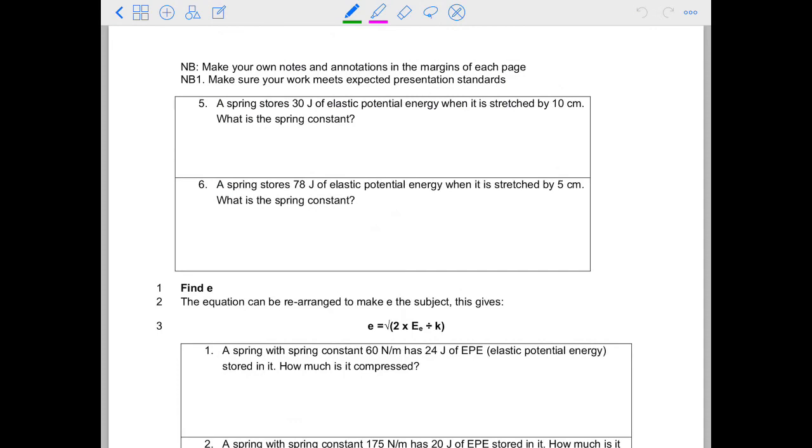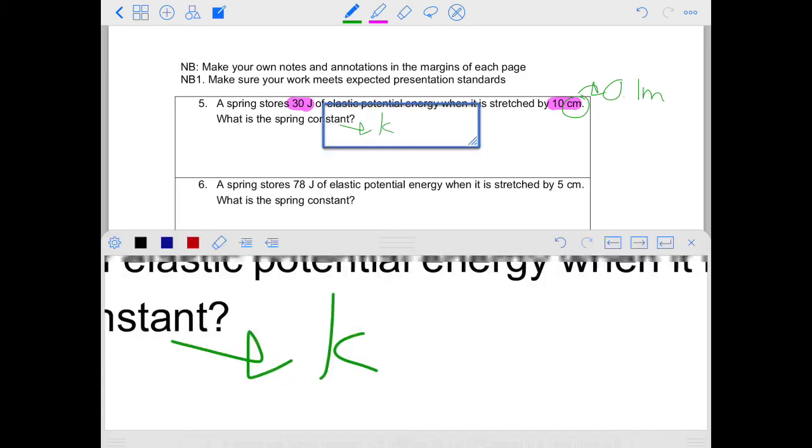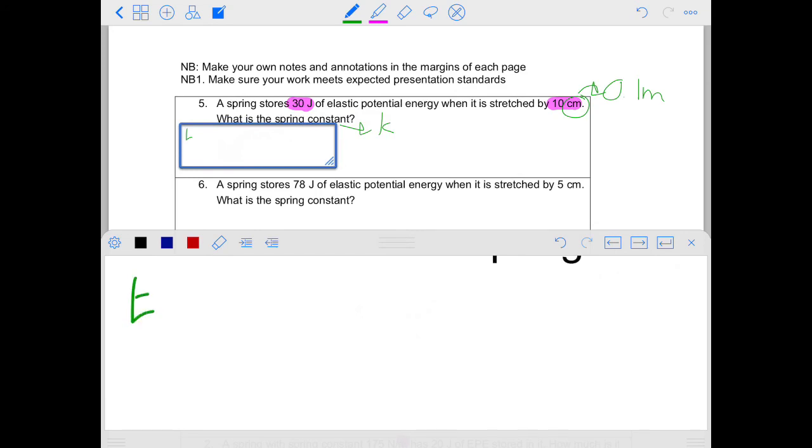So I'd like you to give question 5 and 6 a go on your own, and we'll go over the answers again in a minute. So question 5, we have our 30 joules of elastic potential energy stretched by 10 centimeters. Centimeters, we need to convert that to meters, so it's 0.1 meters. What is the spring constant? K is what we're looking for. So we write down our equation. Elastic potential energy is equal to 1/2 times our spring constant times our extension squared.